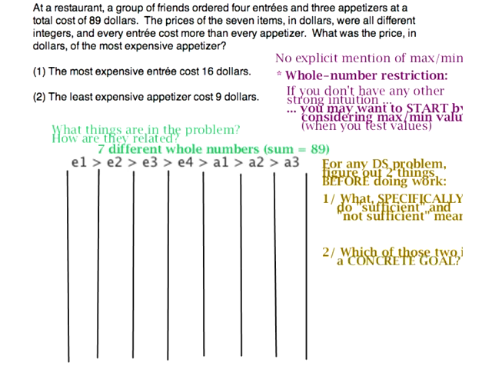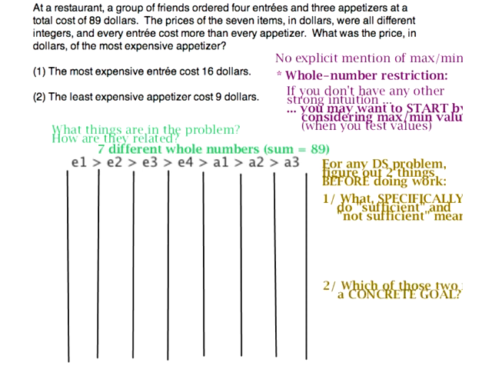This is the biggest reason why people have issues with data sufficiency: they're doing what they think is work. But it's not really work because it's not oriented towards any kind of concrete objective. So let's talk about sufficient and not sufficient in this problem. So we have 7 prices. The prices are all different, so we're definitely going to have to test cases.